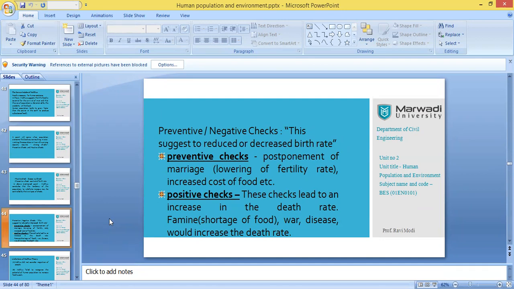Overall it will anyway increase, because the birth rate is always higher than the death rate, if you just see the scenario of recent times. So if the death rate increases due to any reason, that will be a positive check under the Malthusian theory.